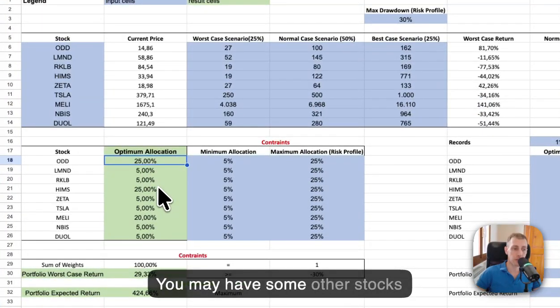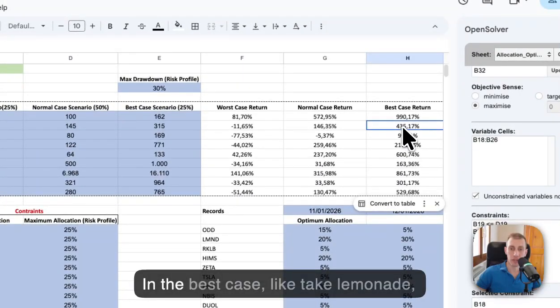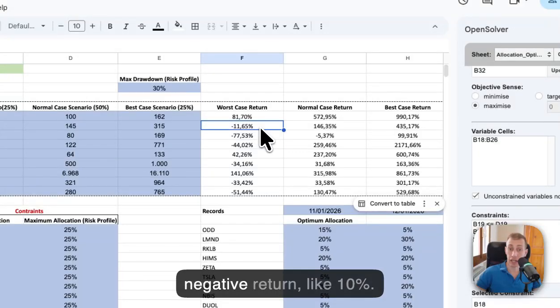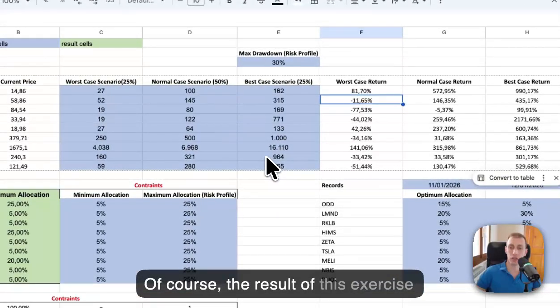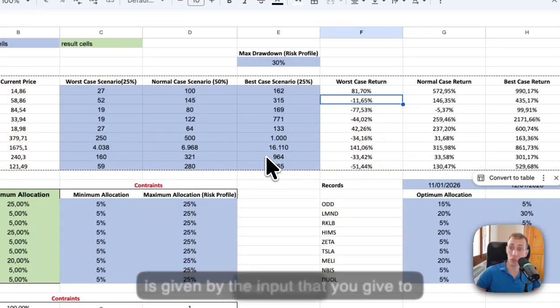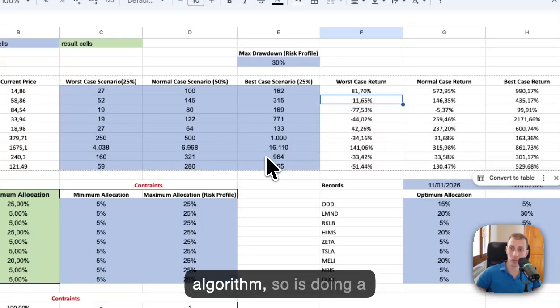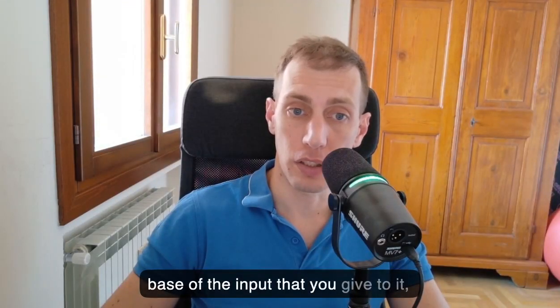You may have some other stocks that also have a good return in the best case, like take Lemonade, but in the worst case they have a negative return, like minus 10%. So it is giving less allocation to these stocks. Of course, the result of this exercise is given by the input that you give to the model. What it's doing is just an optimization algorithm. So it's doing a mathematical calculation to optimize the value on the basis of the input that you give to it, right?